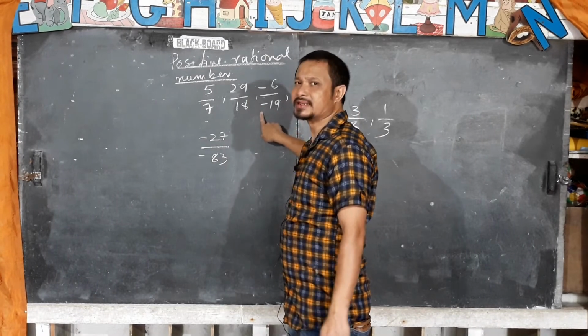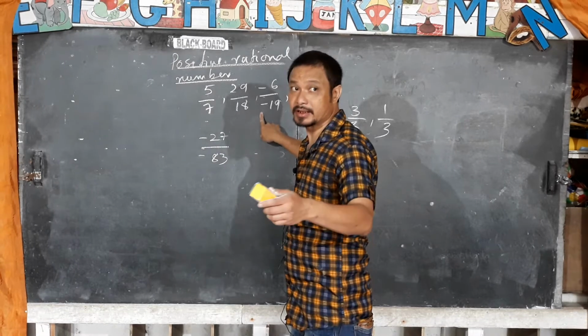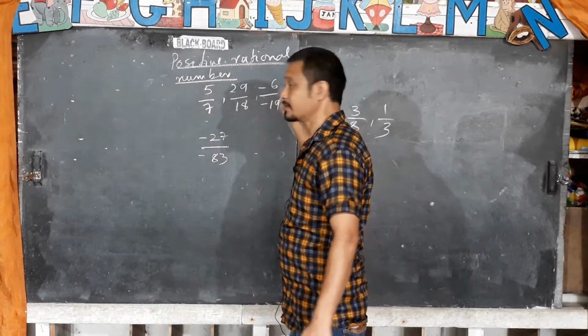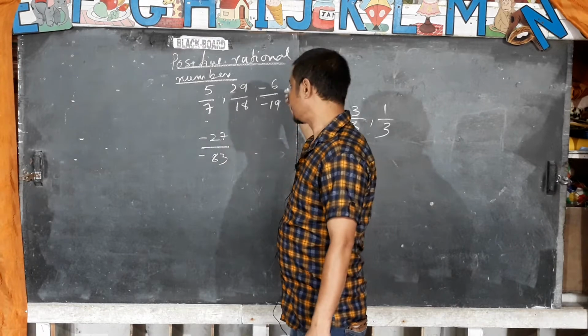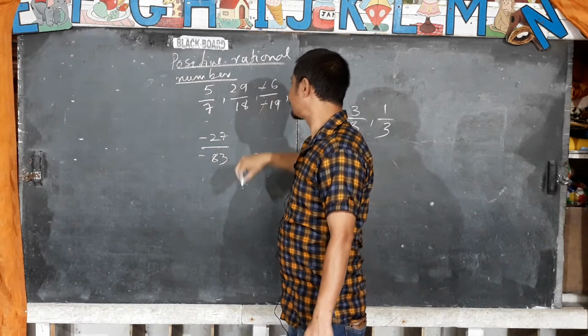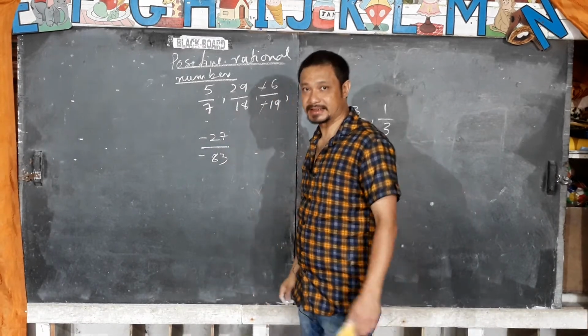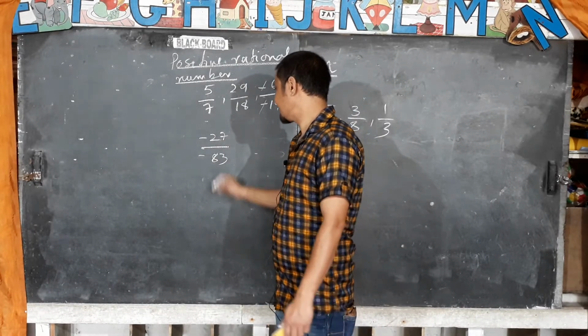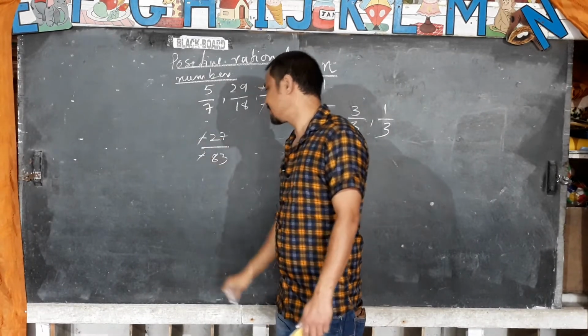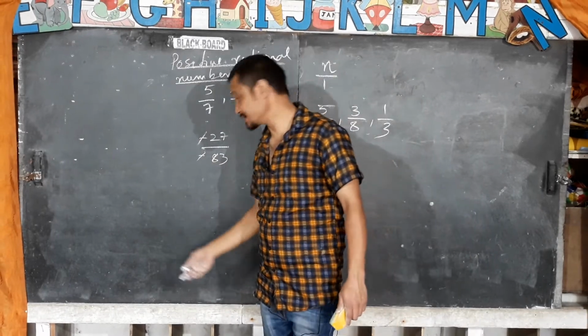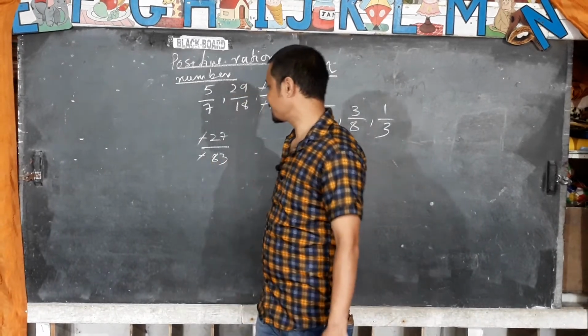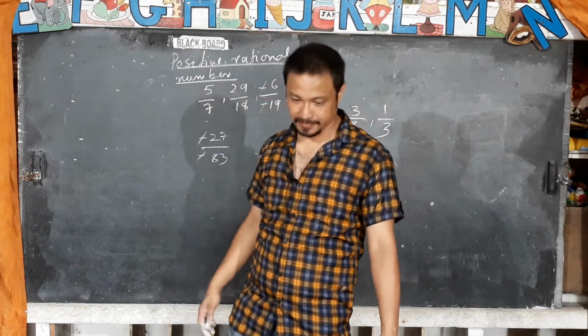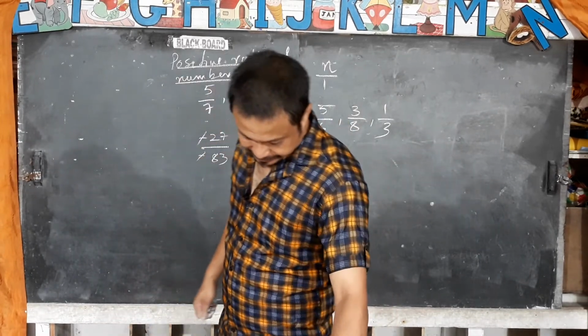Minus 6 upon minus 19, I mean, some of you might know, so there's a minus there, how can it be positive? I hope you know that these two minuses, they cancel. So finally, the final answer will be 6 upon 19. Similarly, minus 27 upon minus 83, this minus is later cancelled. So the final answer will be 27 upon 83. Okay, so it's like that.